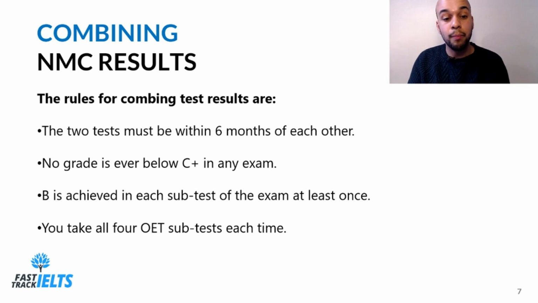If we do want to combine our results, as it says here, the two tests that you do must be within 6 months of each other. So you can't do the test at the beginning of the year and then try it again and combine those. No grade as part of the test can ever be below C+. So if you ever achieve a C grade, we're not going to be able to combine the results. We can only combine those results when it comes to getting a C+ or higher. The other rule is that you need to achieve a B in each of the tests at least once.